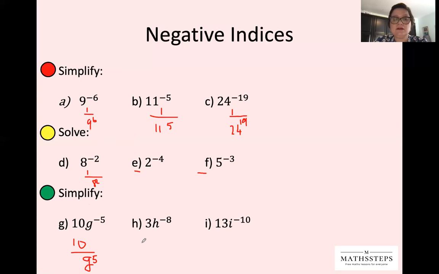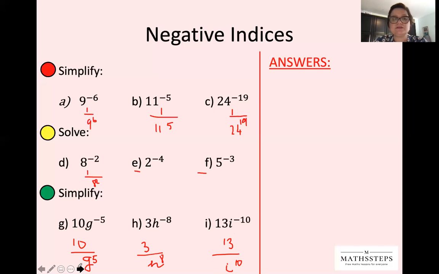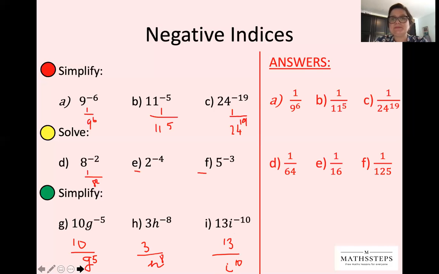And this one, it is 3 over h to the power of 8. This one is going to be 13 over I to the power of 10. Right? Let's have a look at the answers. Here you have all the answers on the right-hand side. Right, okay, next.